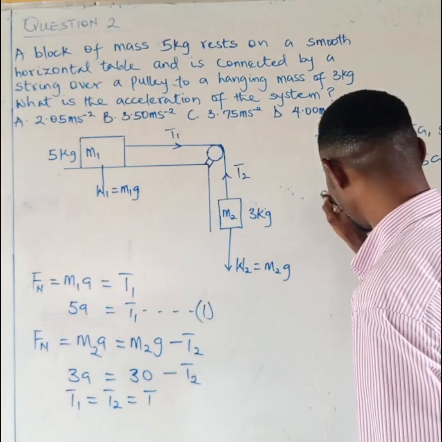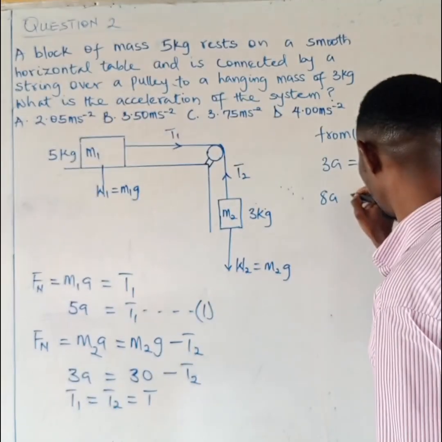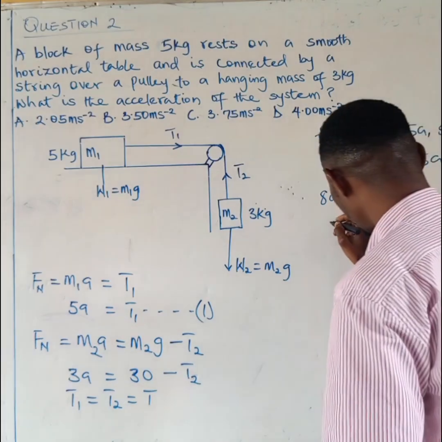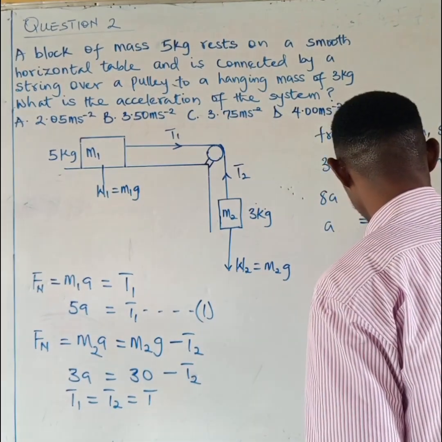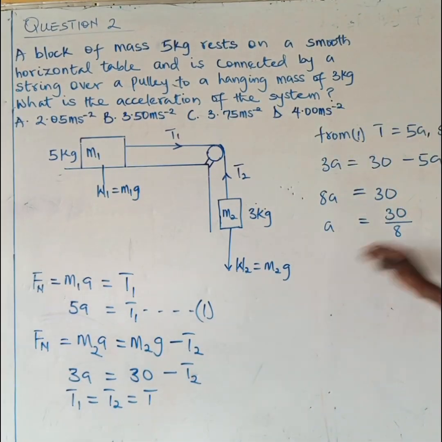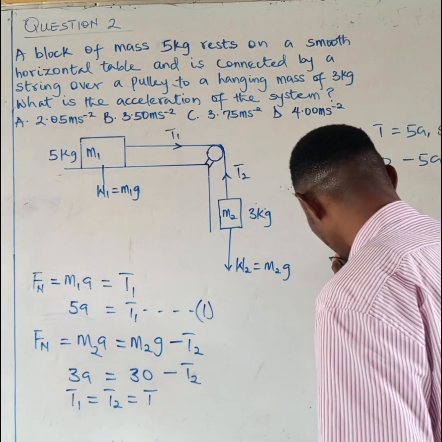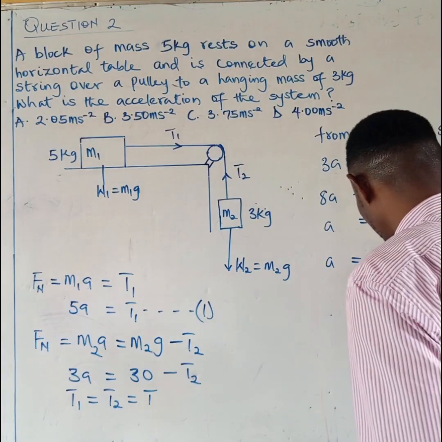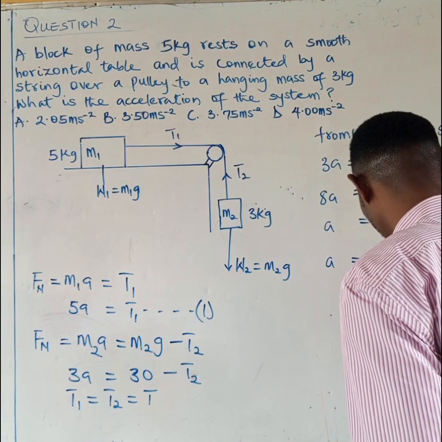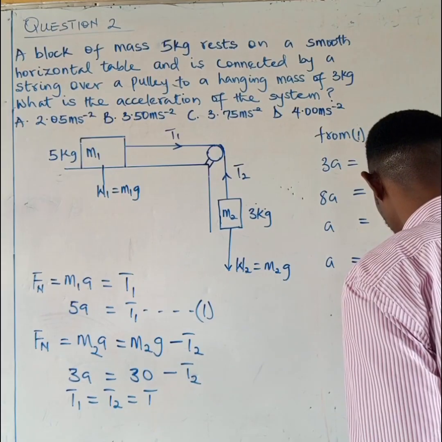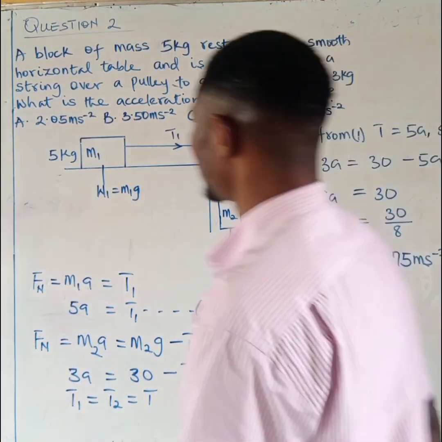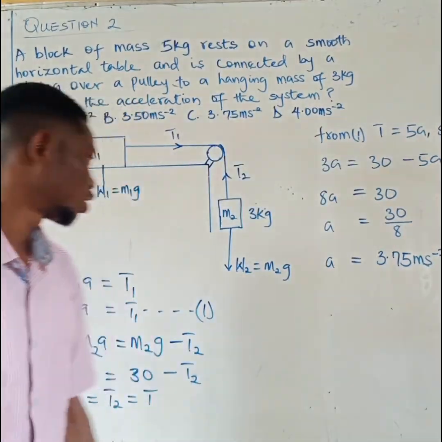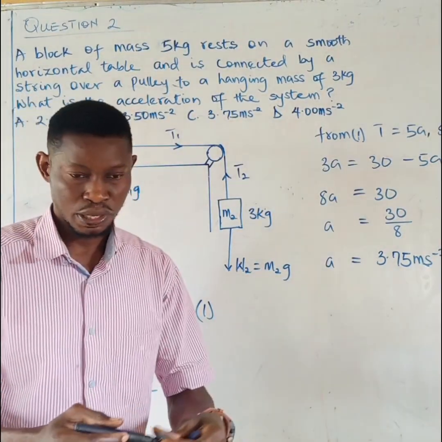So we will have 8A is equal to 30. That gives us A equals 30 over 8. When we work that out, we get A is equal to 3.75 meters per second squared. If we check that up, we will see that that is option C. That is the correct option, 3.75 meters per second squared.